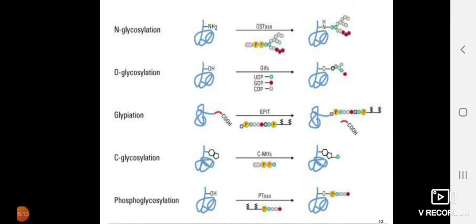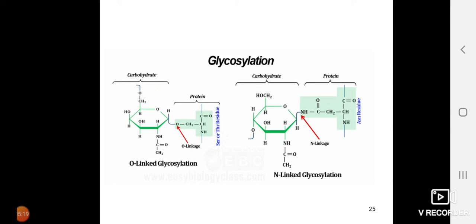In glypiation, the protein is linked with the phospholipids through the glycosyl moiety. N-linked and O-linked are the major types of glycosylations. In O-linked glycosylation, there will be an O-glycosidic bond between the amino acid and the sugar unit, and it happens through the serine or threonine amino acid, which carries the OH group in its R group. In case of N-linked, it happens through the asparagine amino acid, which has an amino group to which the sugar unit is added to form an N-glycosidic bond.